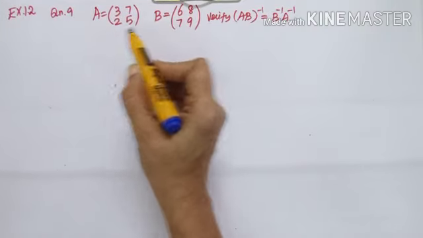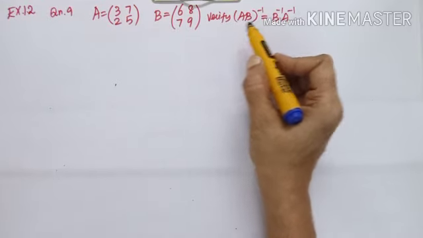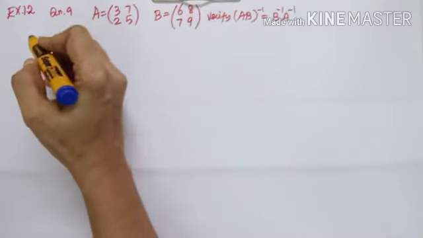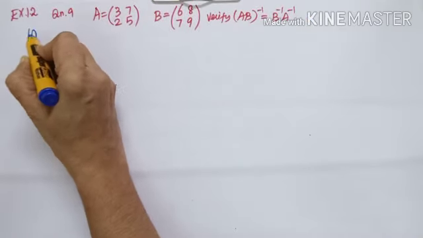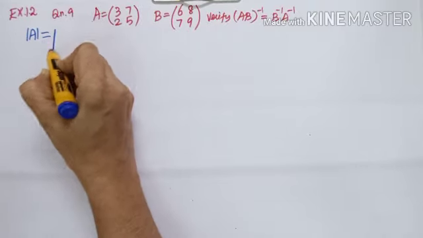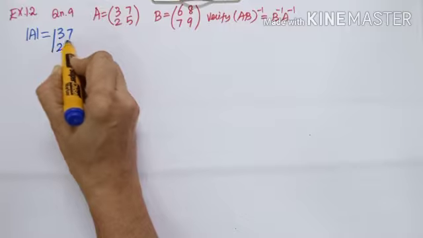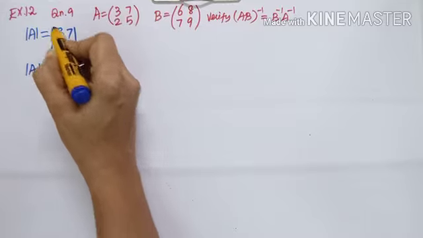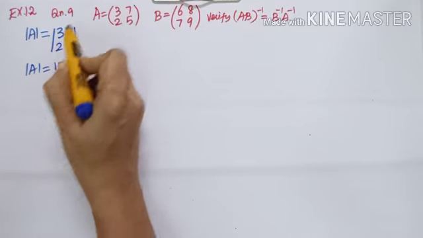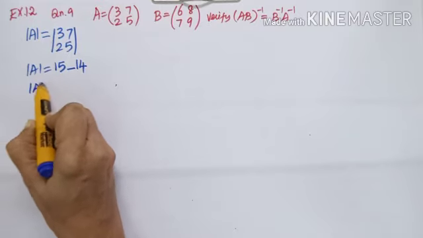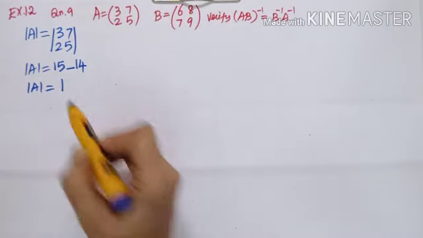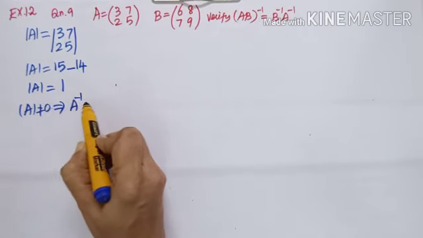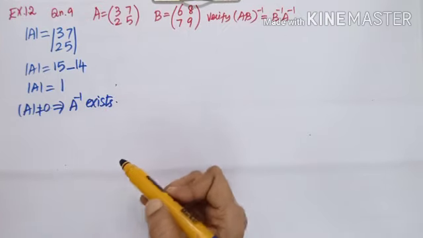Question number 9. A, B are given. We need to verify that (AB) inverse is B inverse A inverse. First we shall find A inverse. The first step is determinant A. A is 3, 7, 2, 5. Multiply: 3 fives are 15, minus 2 sevens are 14. So determinant A equals 1, which is not equal to 0. Therefore, A inverse exists.